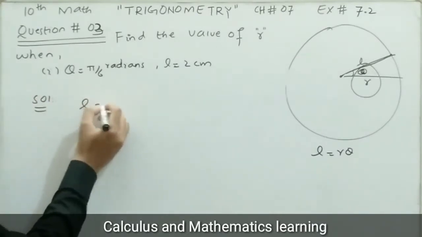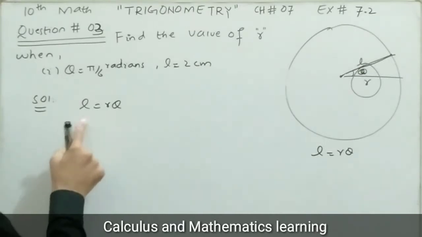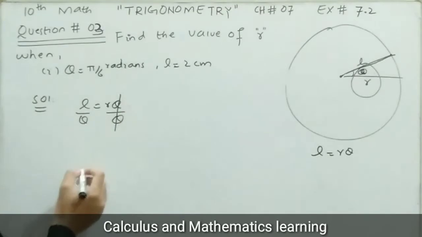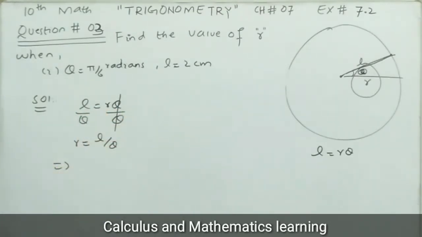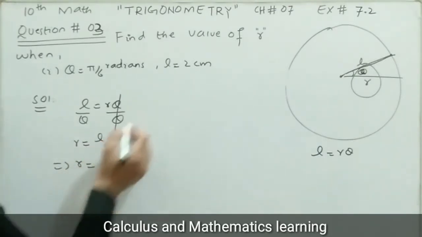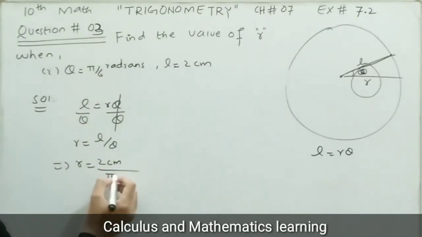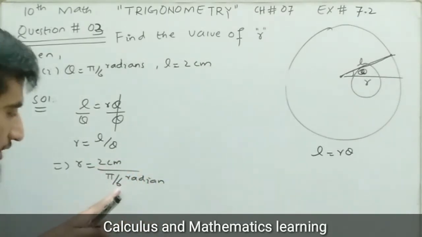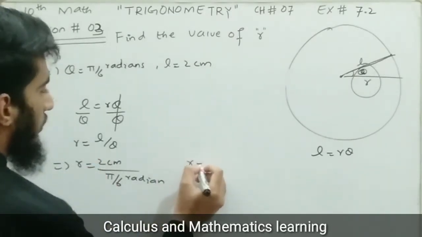Using the same formula, L is equal to r theta. Putting the values, first we are going to find out r. So divide both sides by theta. Theta cancels out with theta, we are left with r is equal to L divided by theta. Using this formula, we will find the value of r. So r is equal to L, L is 2 centimeter, divided by theta. Theta is pi by 6 radian. Now this 6 will move to the numerator because 6 is in the third division. So 6 multiplied by 2 will give us 12.